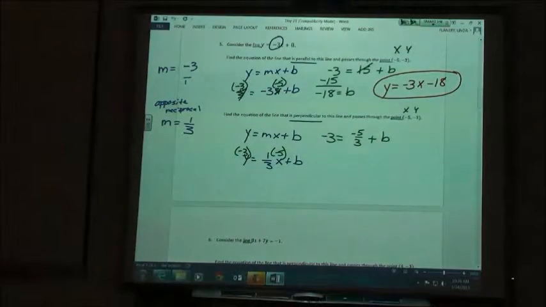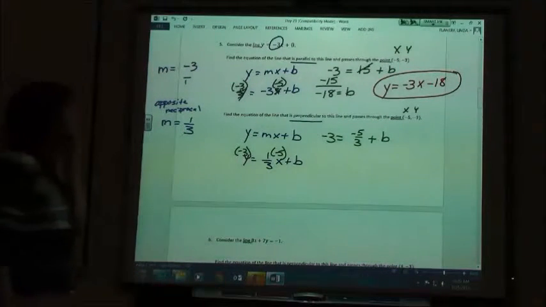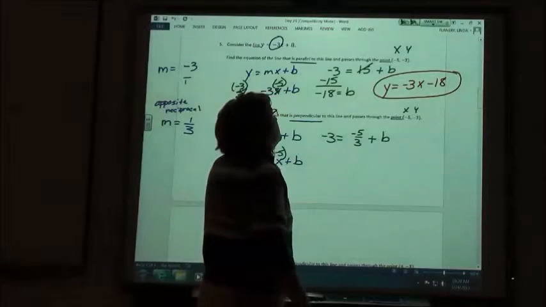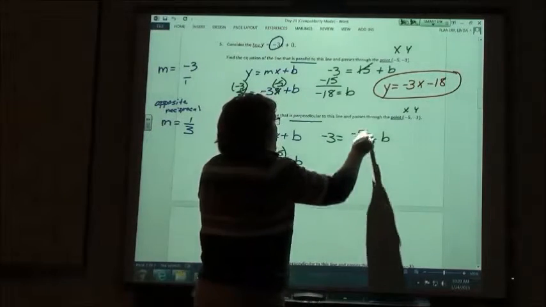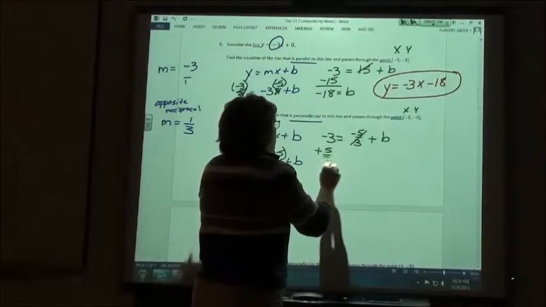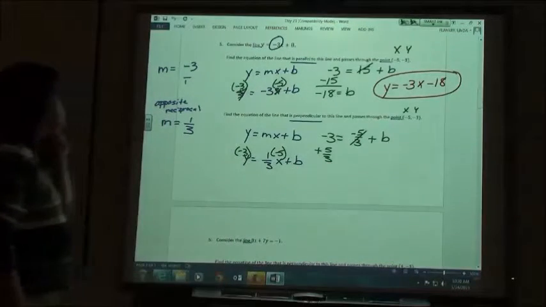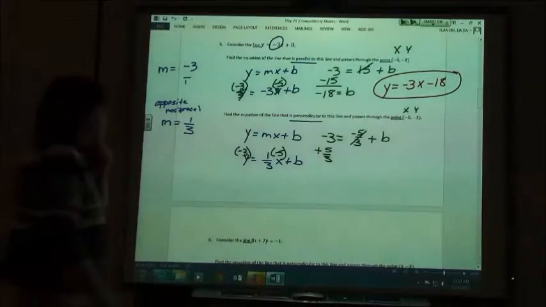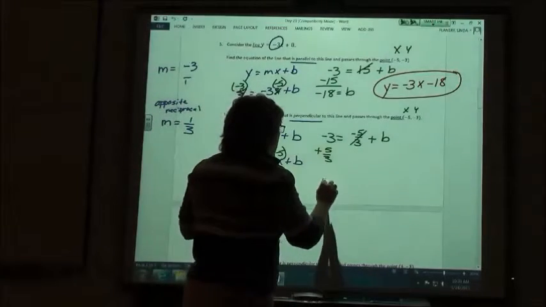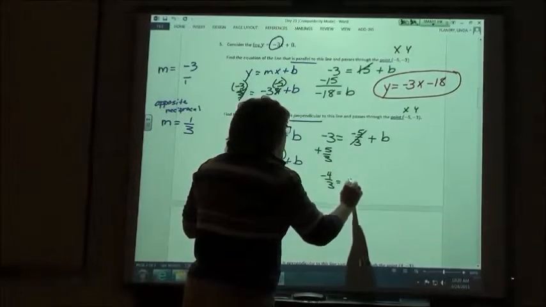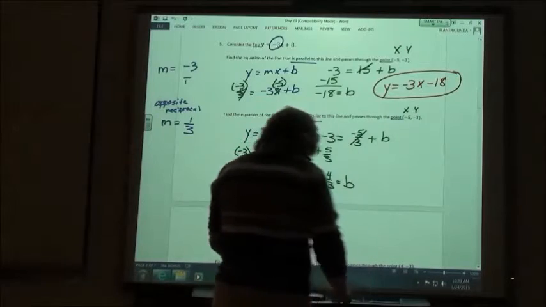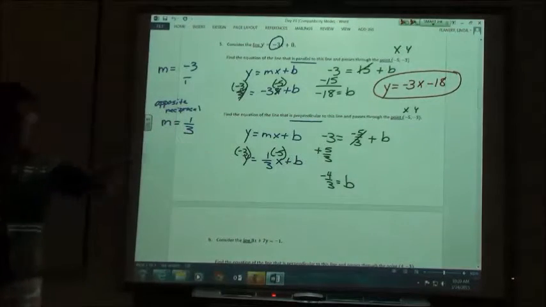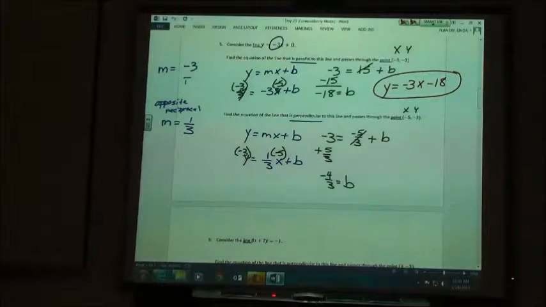So then what are we going to do with our 5/3? We are going to add 5/3. It's going to be -4/3. So negative 4/3 is our b value. So now we know our m is 1/3, our b is negative 4/3. What is the equation of our line?